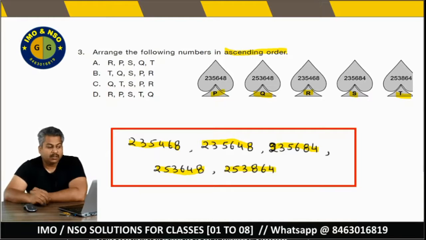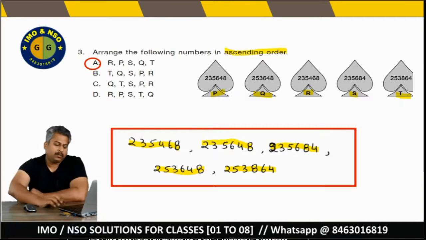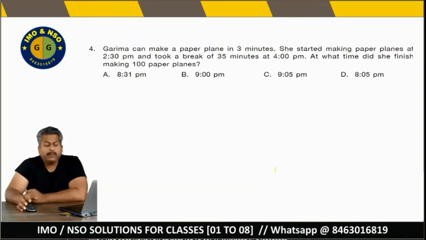If we see the sequence, 2, 3, 5, 4, 6, 8 was R, then the second one was P. So the order is R, P, S, Q, T. This is our correct answer. You have to keep in mind what is ascending and what is descending, because it is a very basic thing that you might have studied in your course or curriculum also. Now, coming on to the next question, question number 4.